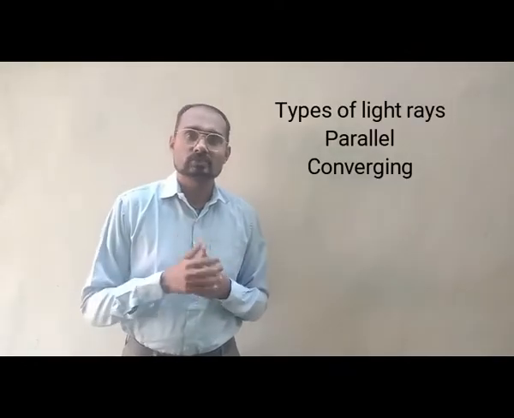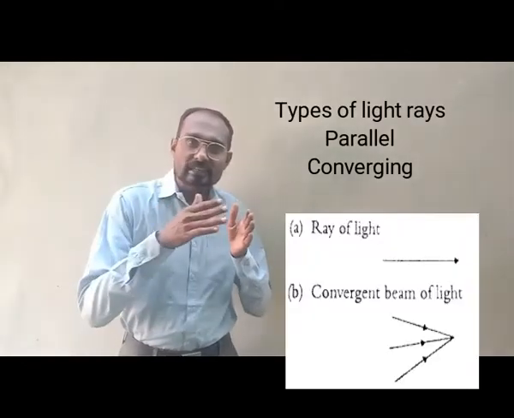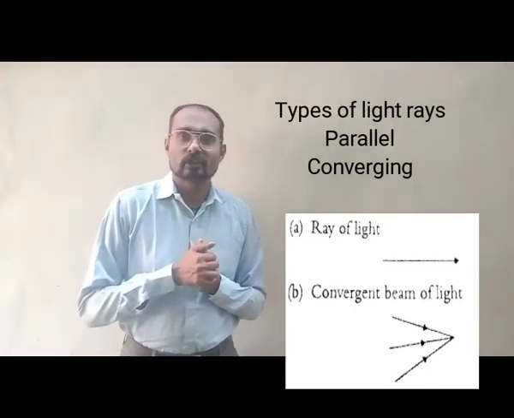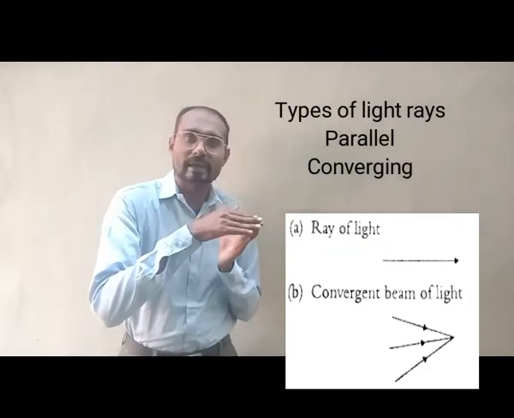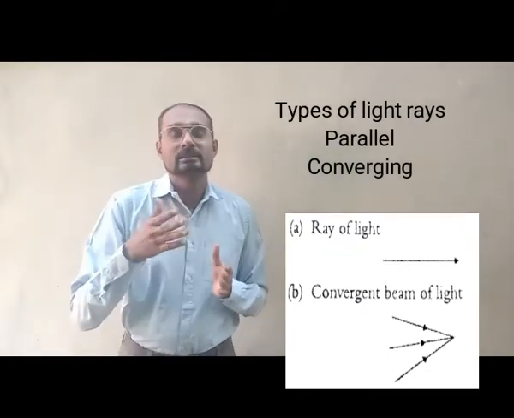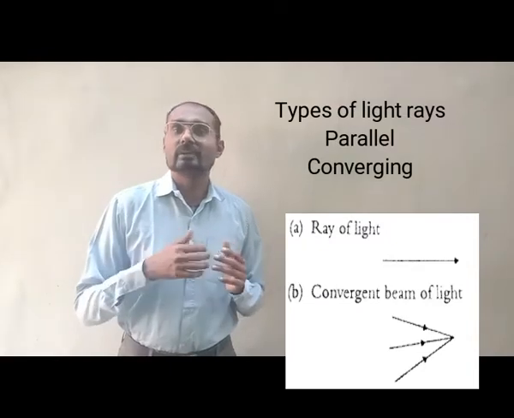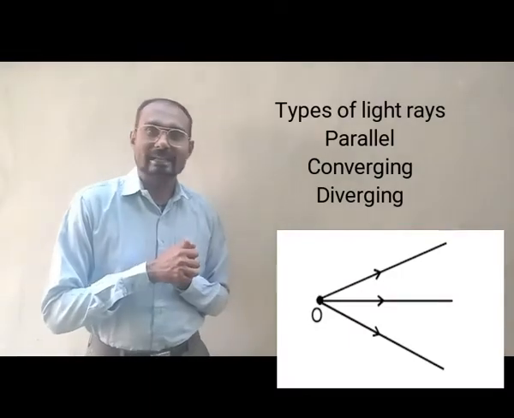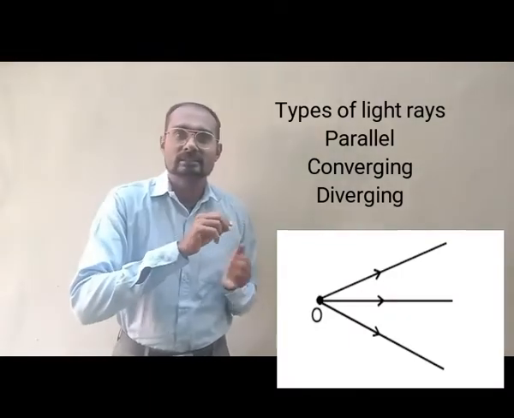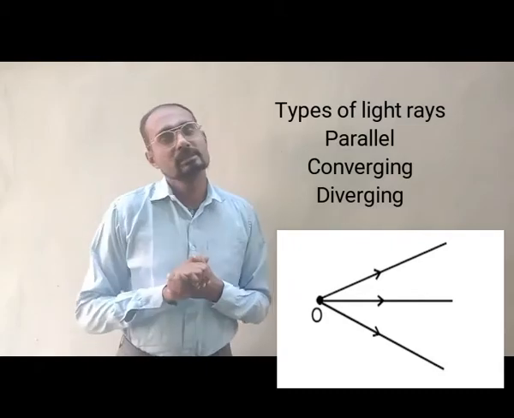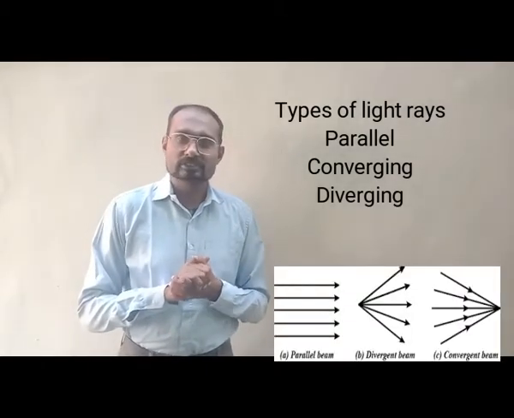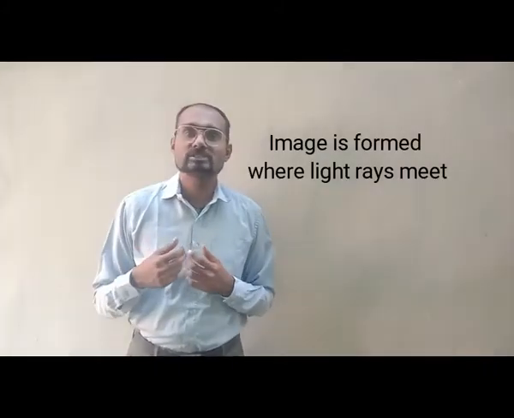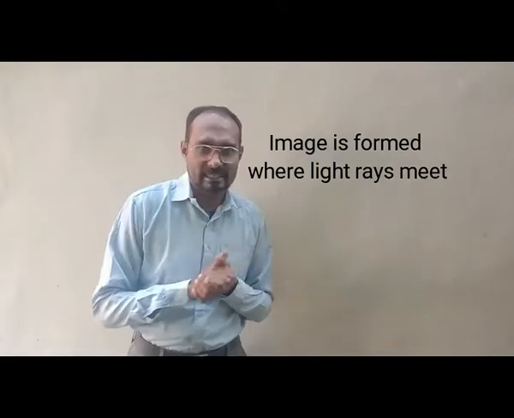Now coming to the second one, converging beam of light rays. If the light rays which are coming from different points of an object are meeting at one particular point, then we say it is a converging beam. If light rays are starting at one point and moving away from each other, then we say it is diverging. So these are the classifications we have seen. Normally we will be able to see an image if the light rays are meeting at a point.